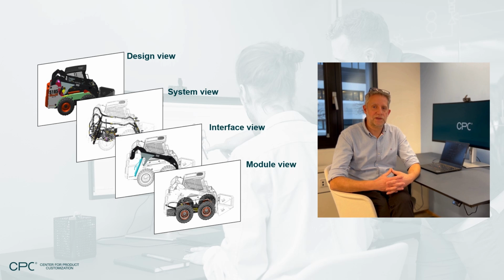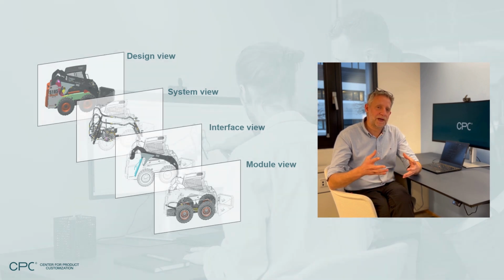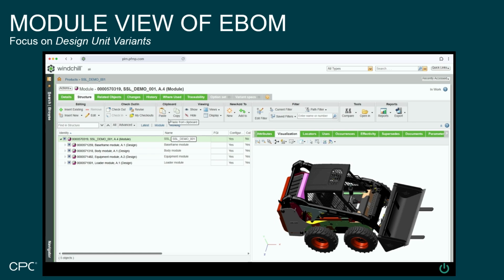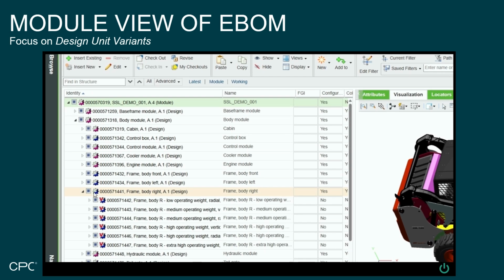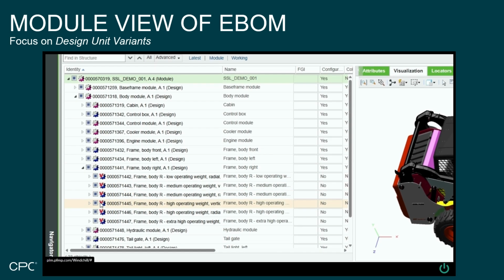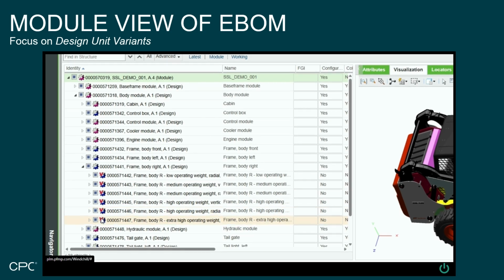Before we conclude this video, I want to return to the topic of design unit variants and configuration. To enable configuration in a PLM system, the structures must be overloaded. Overloaded means that the structure actually includes an entire product family. This is achieved by introducing design unit variants to the structure. We are now back in the module view where we are focusing on the body module. If we look at the submodule called Frame Body Right, we can see that it consists of multiple design unit variants. Variants are represented by blue icons with a red V.